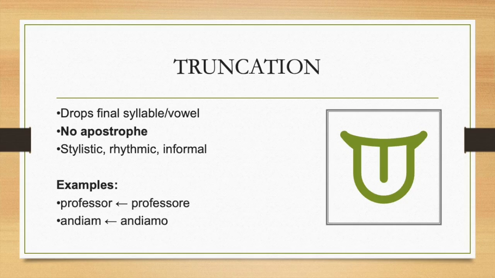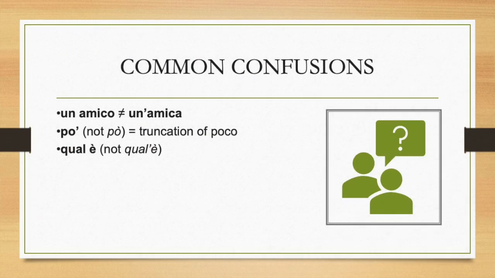So it's not mandatory. Now let's look at a few places where learners and even native speakers get confused. For example, un'amica, un amico. Un'amica is written with the apostrophe, un amico is without the apostrophe. The apostrophe here is not decorative. It tells us the gender of the noun.